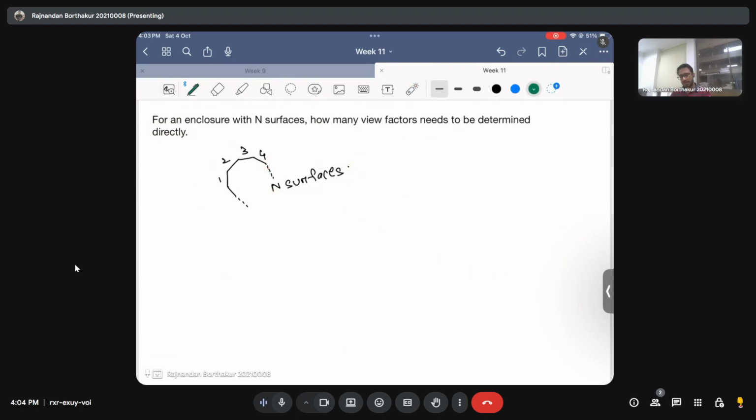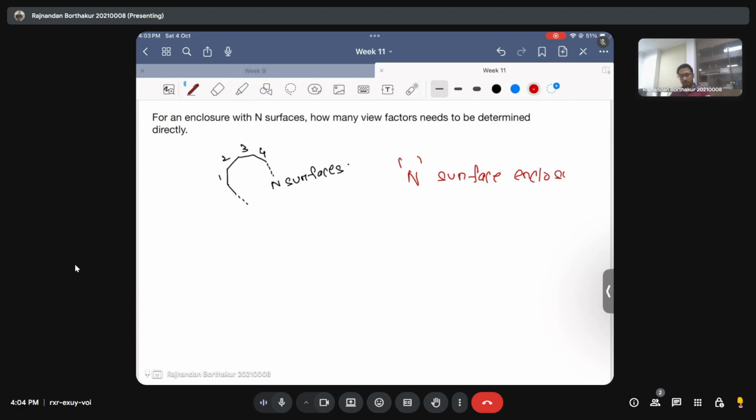So these kinds of configurations are known as n surface enclosures. I hope you understood the question I am now asking: I'm trying to generalize the concept of a two body enclosure to an n body enclosure, where I'm asking how many view factors you precisely need to know directly in order to determine the complete set of view factors. And this is something that we will try to address in this problem.